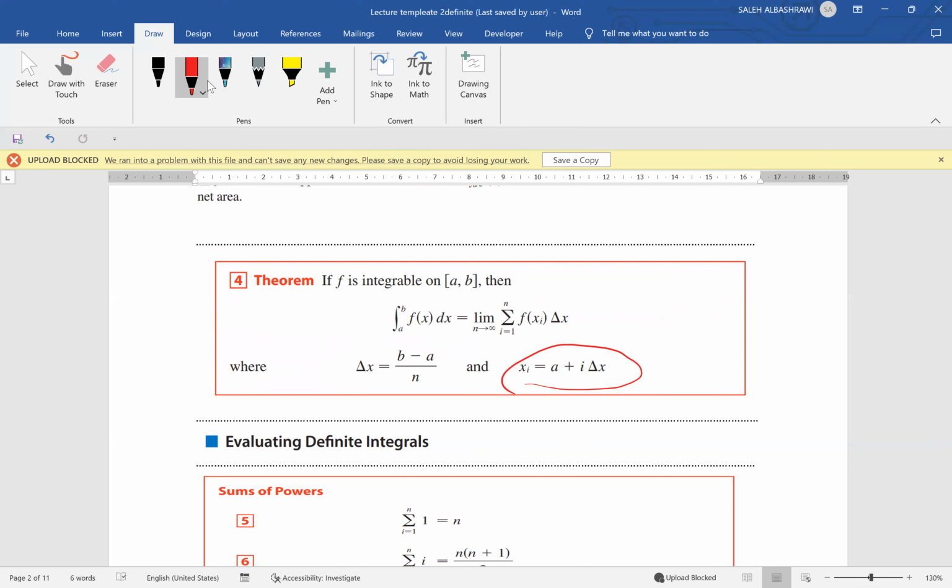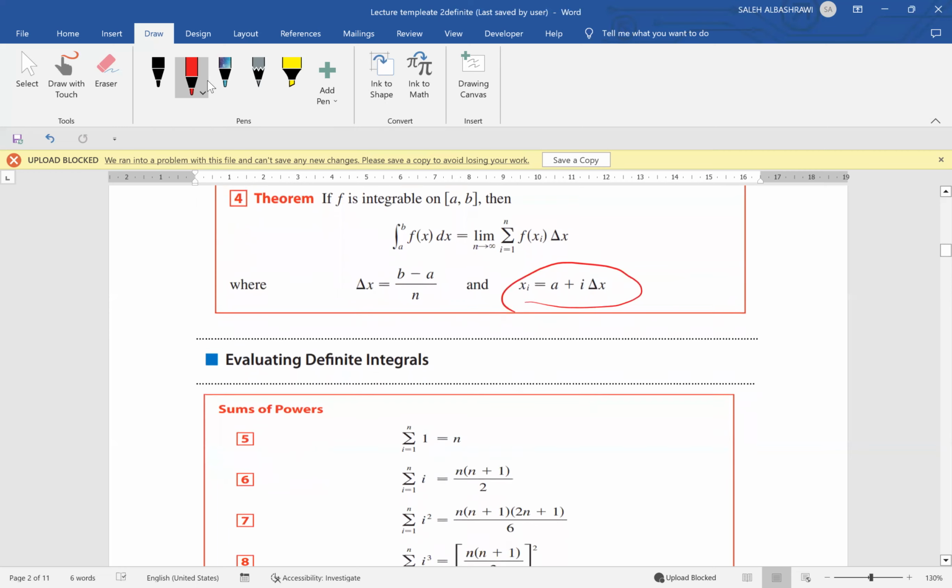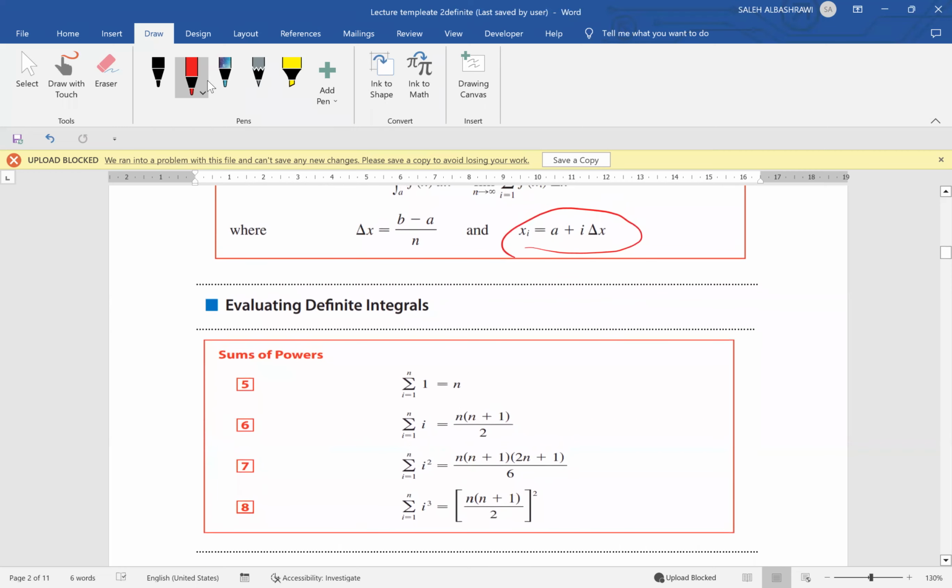Now to evaluate this definite integral, we need to know some of the power series. These are the first 4 basic series. Sigma of 1, as i goes from 1 to n, is equal to n. We need this later on. Sigma of i is equal to n multiplied by n plus 1 divided by 2. Sigma of i squared equals n multiplied by n plus 1 times 2n plus 1 divided by 6. And sigma of i cubed is equal to n times n plus 1 divided by 2, all to the power 2.